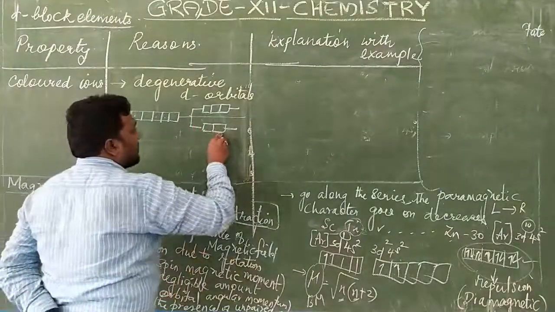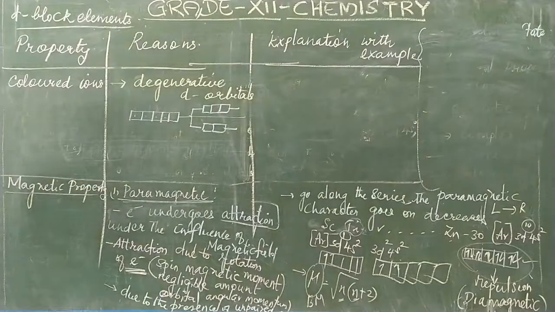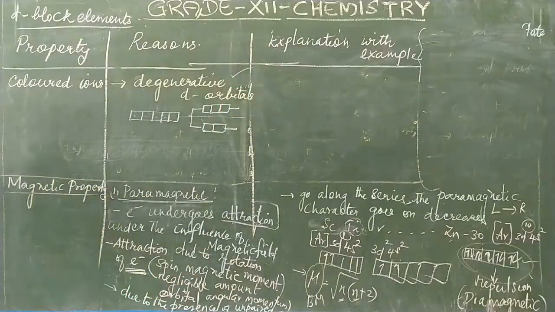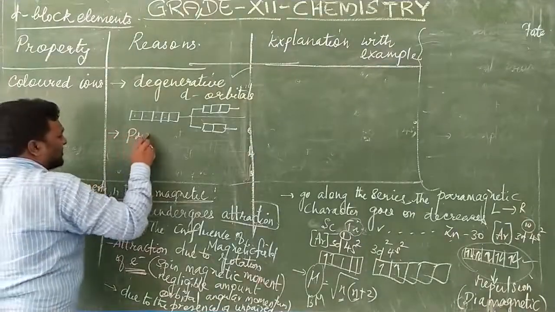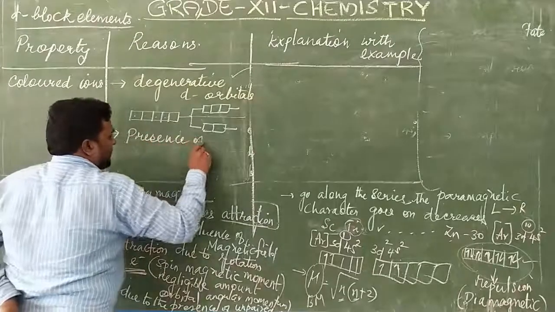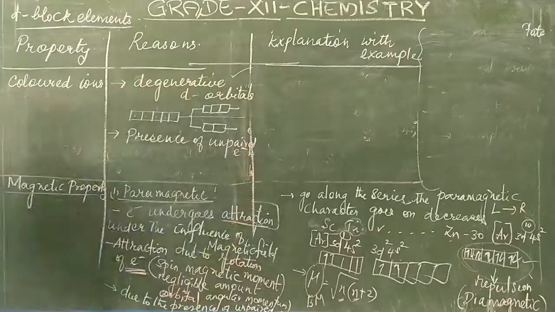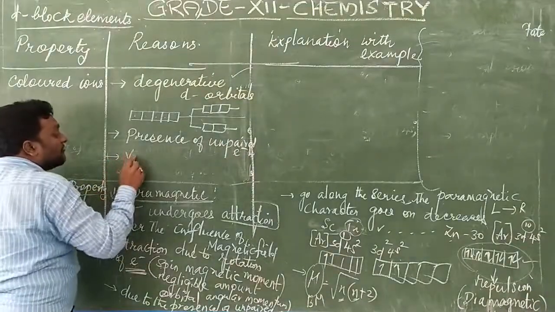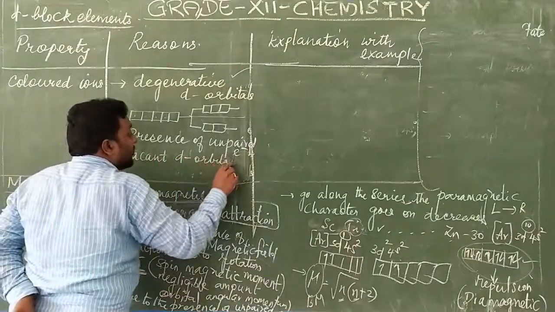The lower energy level is t2g, and the higher energy level is eg. So like that it undergoes splitting. This is what we call the degenerate nature. So, due to the presence of degenerate d orbitals. Then the second point is the presence of unpaired electrons. Then another one, due to the presence of vacant d orbitals.